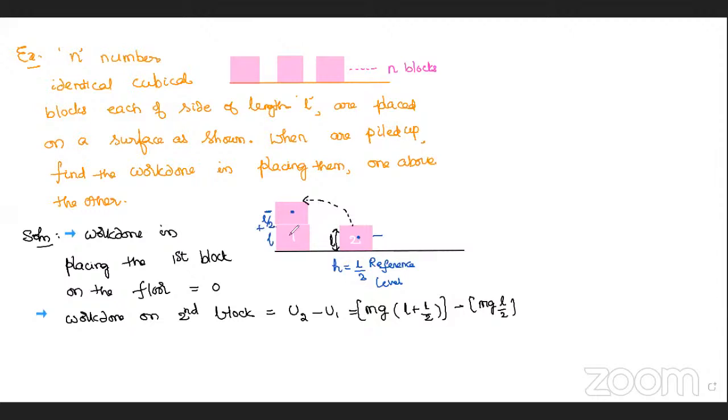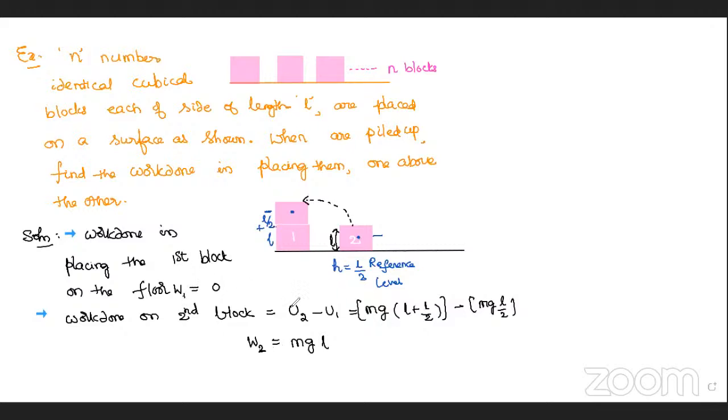All of you understood these steps, what I wrote here while calculating the work done on the second block? So subtract here. You can understand mg into L by 2 and mgL by 2 get cancelled, so you will get mgL. This is the work done on the second block. Keep in mind, this is W2. Better I write here, this is W1, work done on the first block, and this is W2, work done on the second block.